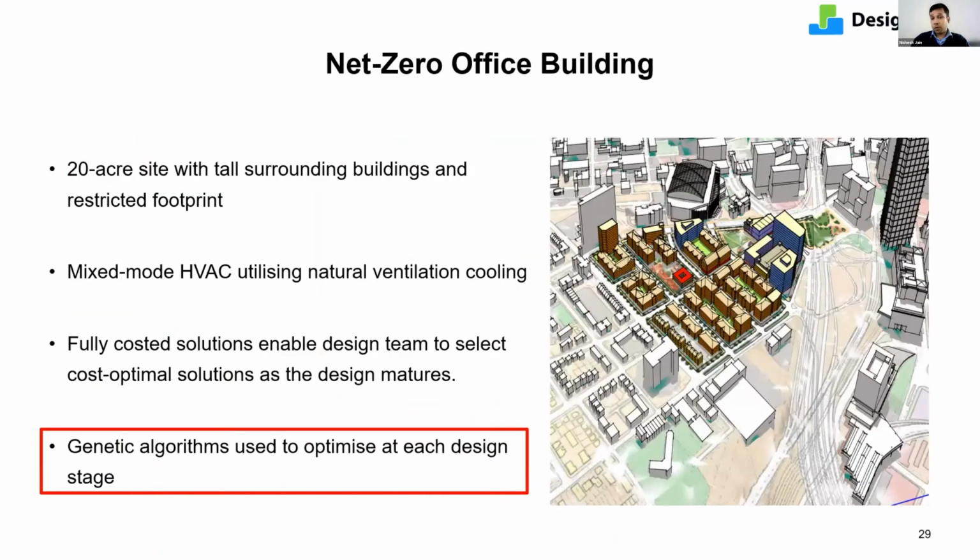So the project was on a 20-acre development site in Pittsburgh, and like many inner city brownfield development sites, there were a number of challenges and planning constraints, such as tall buildings and surroundings. An important part of the client brief was they wanted a mixed mode cooling building that utilizes natural ventilation to take advantage of the variable climate in Pittsburgh, because there's an opportunity for periods where you can use natural ventilation based cooling.